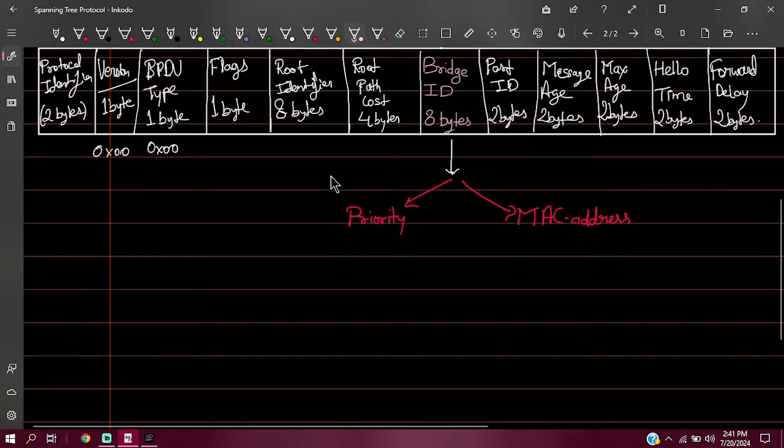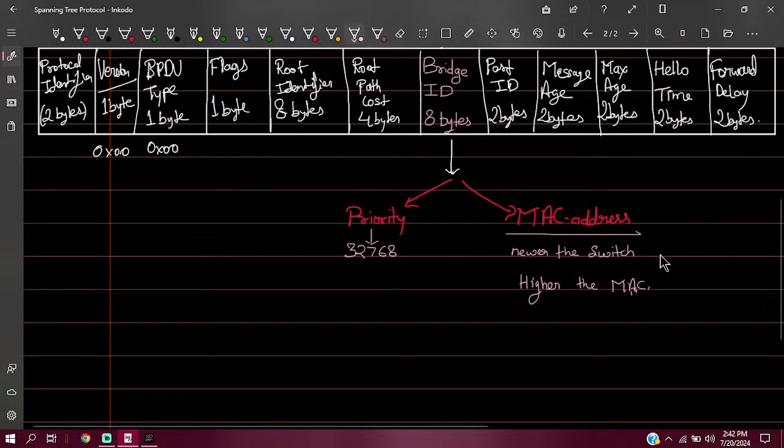And being the spanning tree terminology, by default the priority of Cisco devices is 32768. MAC address would be the base MAC address of the switch, and always remember, newer the switch, higher will be the MAC. Okay, there would be many people thinking about why the newer switch would have the higher MAC address. That's a very simple thing.